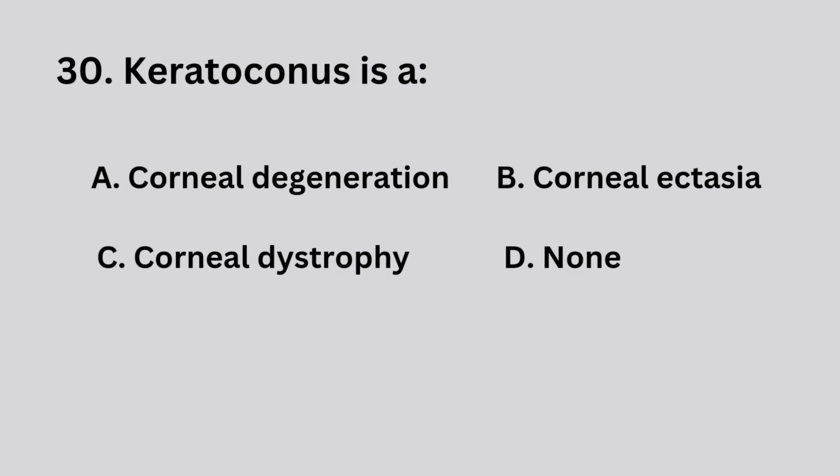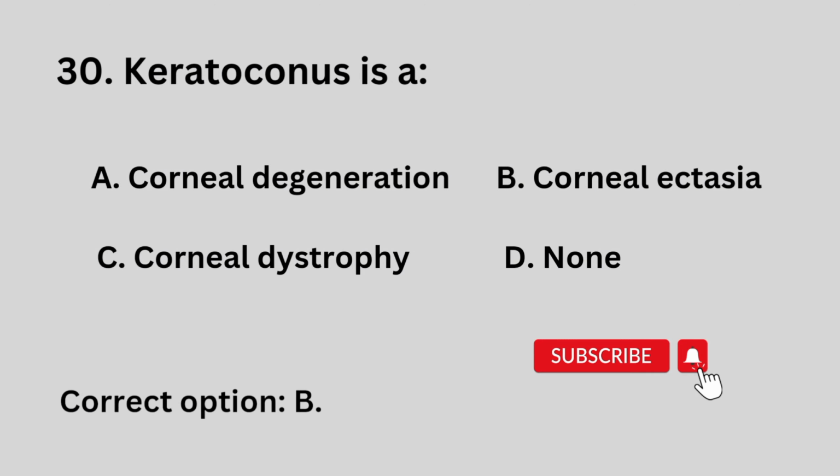Moving on to the last question of the session. Question number 30. Keratoconus is a option A, corneal degeneration, option B, corneal ectasia, option C, corneal dystrophy, and option D, none of them. Correct answer is option B, corneal ectasia.